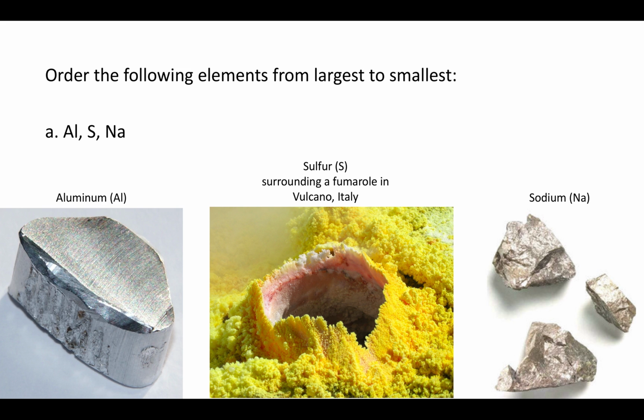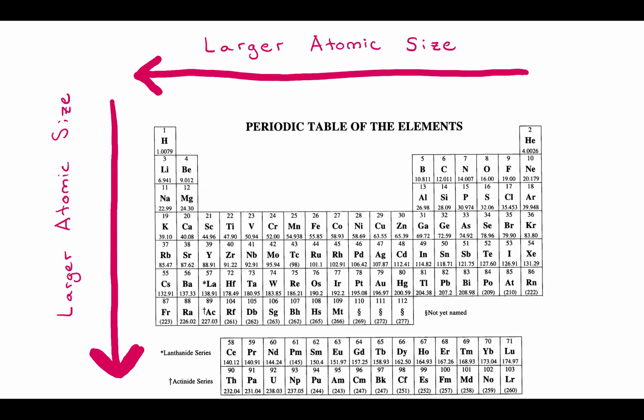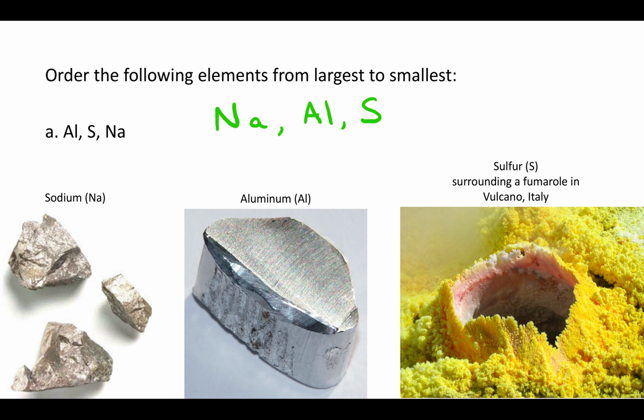So which one of these is made up of the largest atoms? Well, where are they? Aluminum is here, sulfur, and then sodium on the far left. Because sodium is the furthest left, it's the largest. Because sulfur is the furthest right, it's the smallest. So if you want to order them from largest to smallest, it would be sodium, then aluminum, then sulfur. That's the order of atoms from largest to smallest.